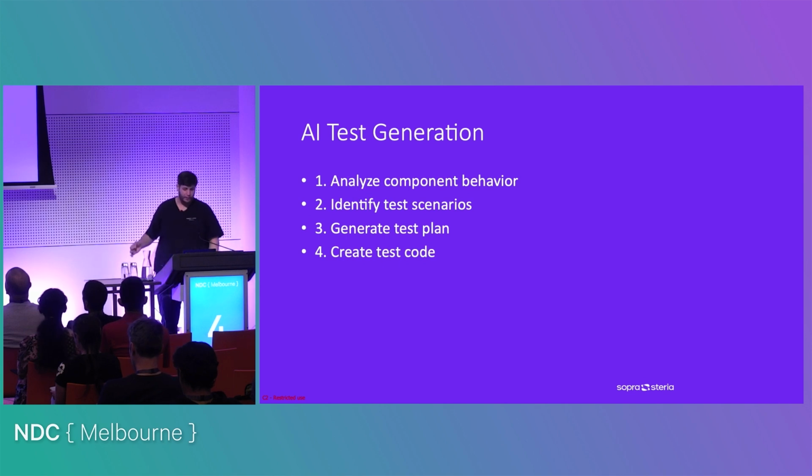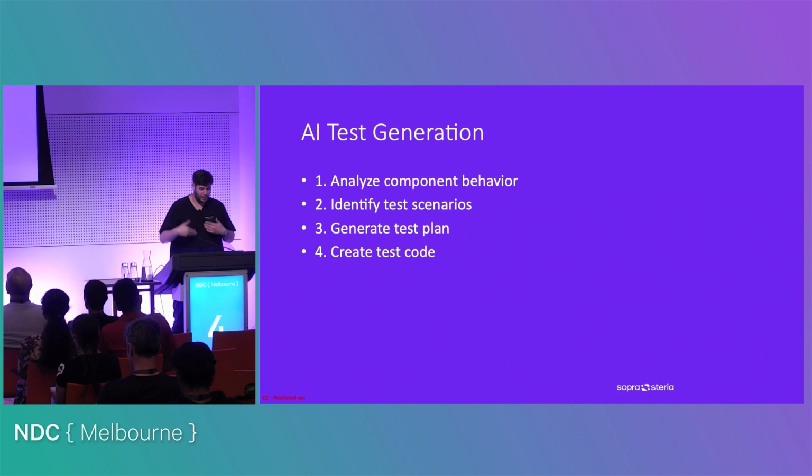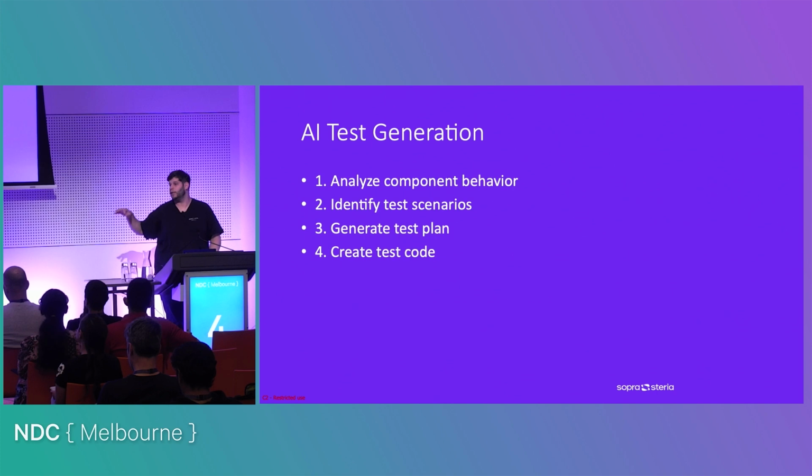For AI testing, we want to see how the component behaves. We've done that in the first step. We want to identify test scenarios to see what we need for this component to be tested, but also edge cases. Maybe you want to have performance tests in there. Then we want to generate a test plan to see which tests and which ways we need to write the tests, and then actually create the test code to be able to run it for the next steps. I'm going to show you a bit about that as well.